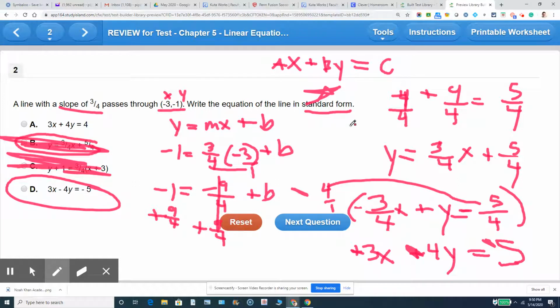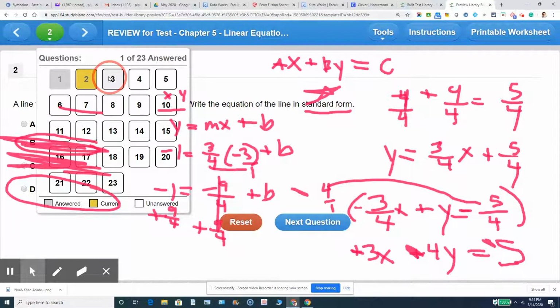So guys, again, I can't stress enough because we didn't do problems exactly like this. We did all this stuff, but not exactly like this. This is where you're using your critical thinking skills. If the question asks for standard form, convert from slope intercept form. Okay? That was a hard question.